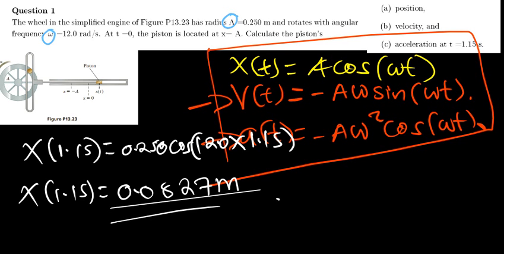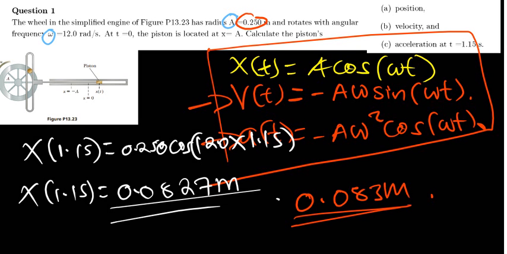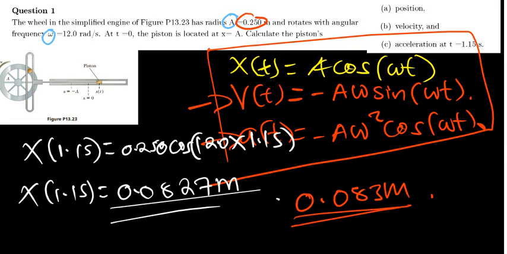Now, what we need to understand, guys, is that if you check here, they are giving us the position to be in three decimal places, so you can leave your answer at three decimal places. You can say 0.083 meters. That is just okay. Or if you want, you can leave your answer in scientific notation. That is okay as well. So that is it for part A. Can we go to part B?